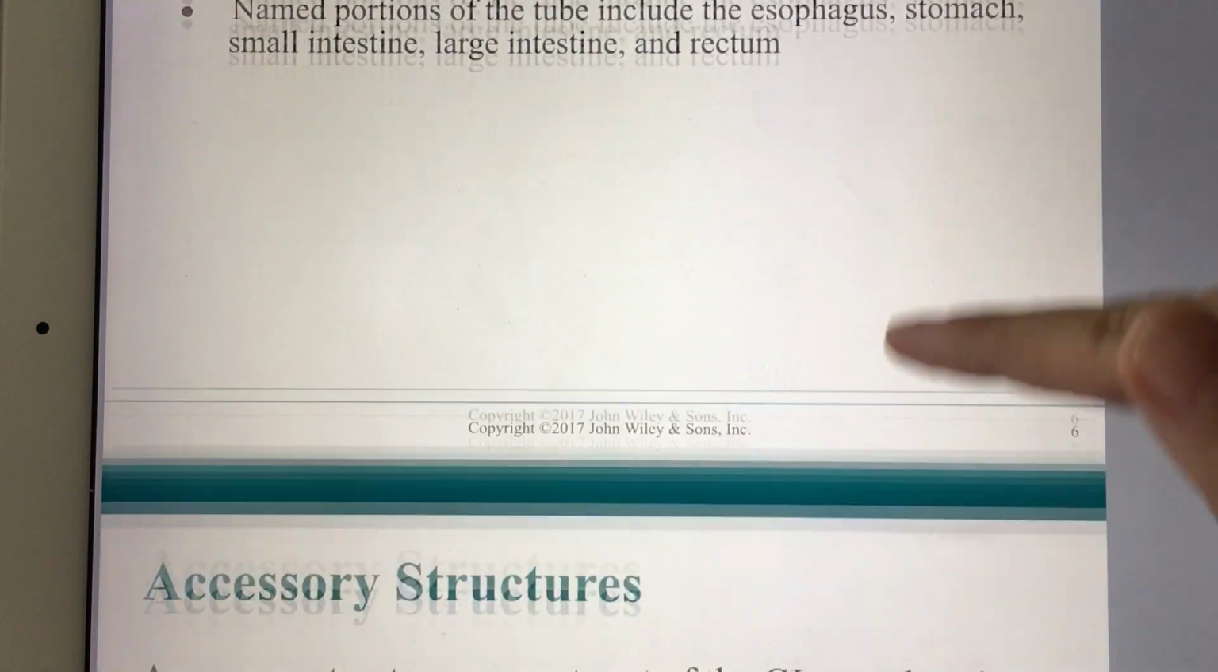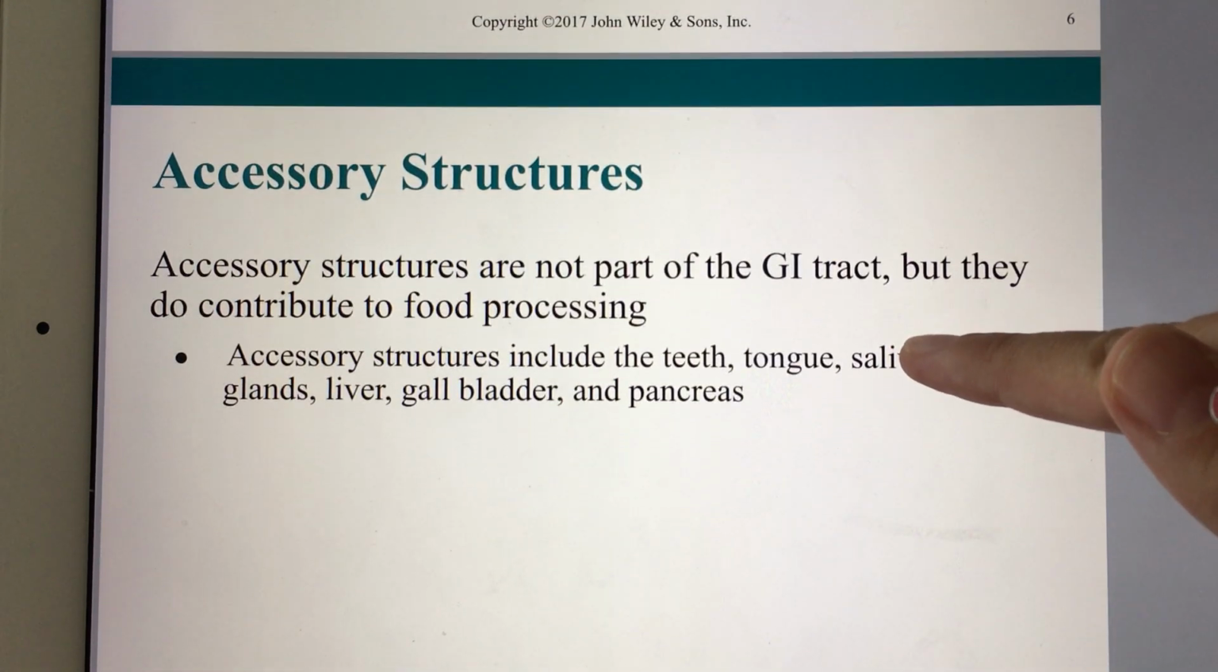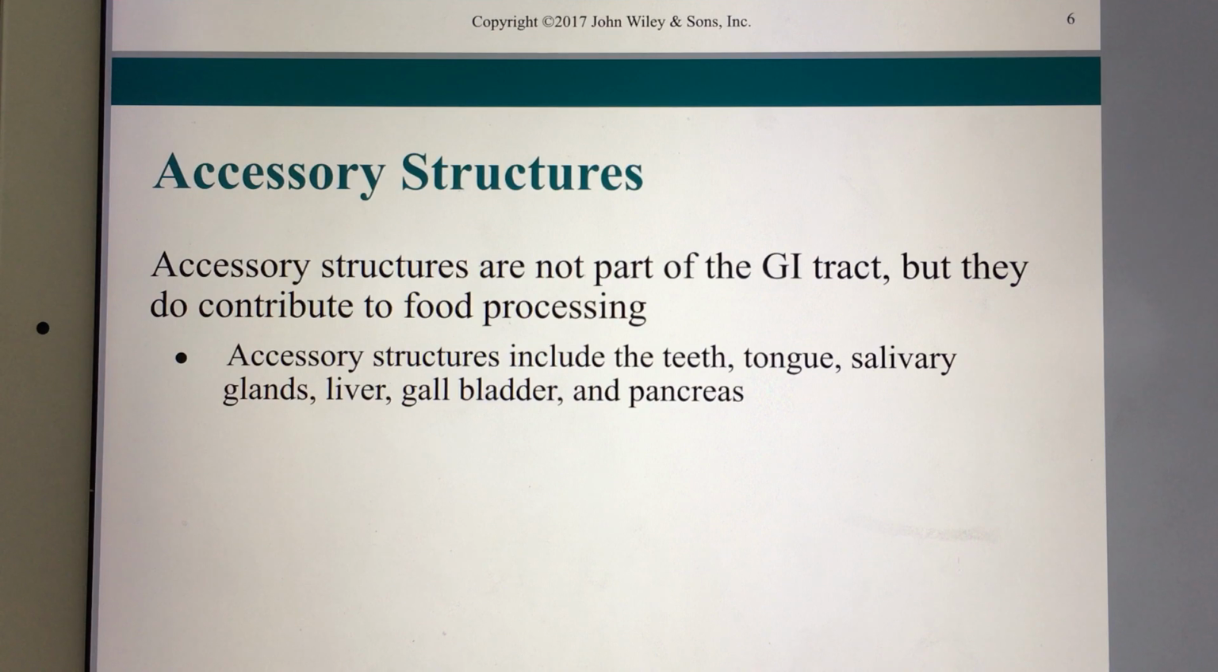The second part of the digestive system is made out of the accessory structures. The accessory structures are not a part of the GI tract, but they do contribute to the food processing in various ways. These structures include the teeth, the tongue, the salivary glands, all located inside the mouth, the oral cavity. Next, we have liver, gallbladder, and pancreas.